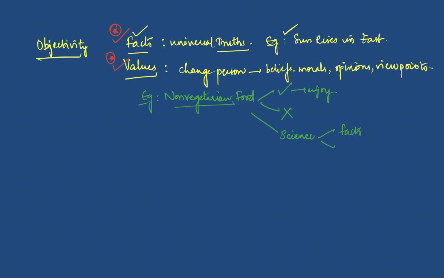Science gives you the facts, and through which you reach certain conclusions. For example, science might tell you that non-vegetarian food has a lot of protein in it, especially the egg, the chicken, etc. Whereas on the other hand, science also tells you that because of people consuming a lot of non-vegetarian food, the climate is getting spoiled. A lot of climate change is happening due to non-vegetarian food.